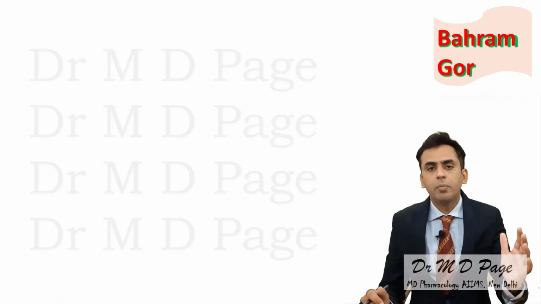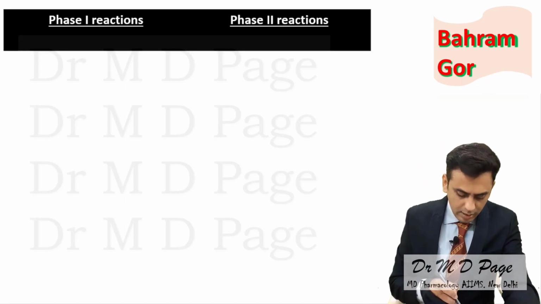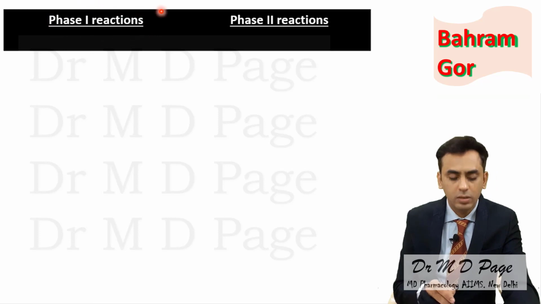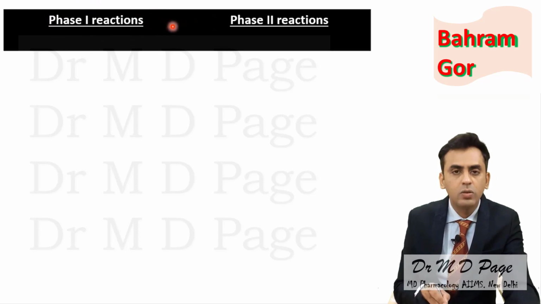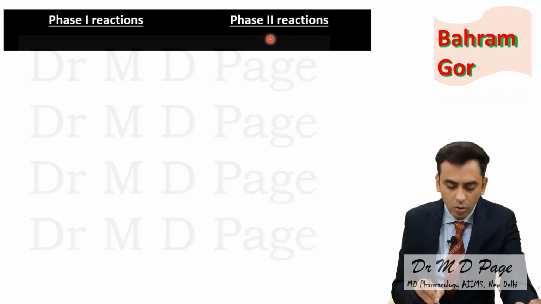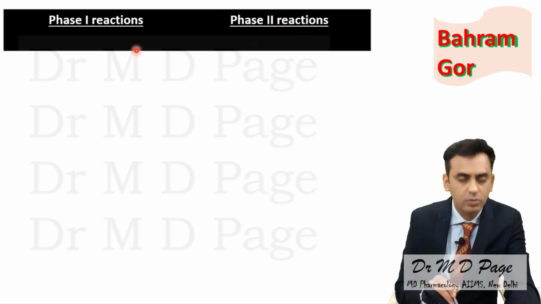How this biotransformation occurs: it usually happens in two different sets of reactions. One is phase 1 reaction and another is phase 2 reaction. Drugs can undergo phase 1 followed by phase 2, or a drug can undergo only phase 2 reaction, or it can be the reverse case, where the drug will undergo phase 2 first and later phase 1 reaction.